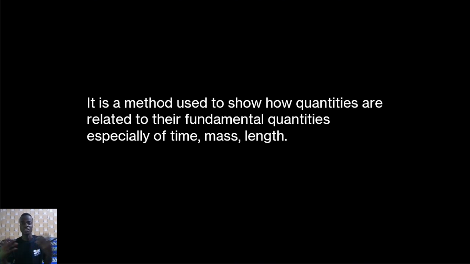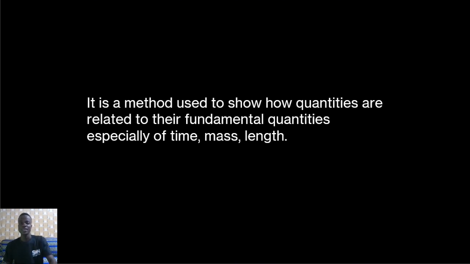And in a particular equation, a lot of terms are used. How do the terms used in a particular equation agree fundamentally? Dimensional analysis tries to address the relationship and make sure that a particular equation is valid. An equation can also be used to find the unit of a particular symbol and all that. We'll get into that, but right now let's see how this is done. Dimensional analysis is just a method that we use to show how quantities are related to their fundamental quantities, and in most cases we'll be using time, mass, and length.